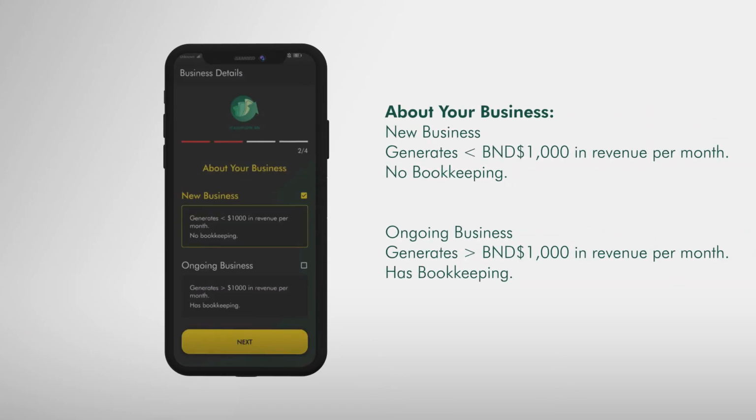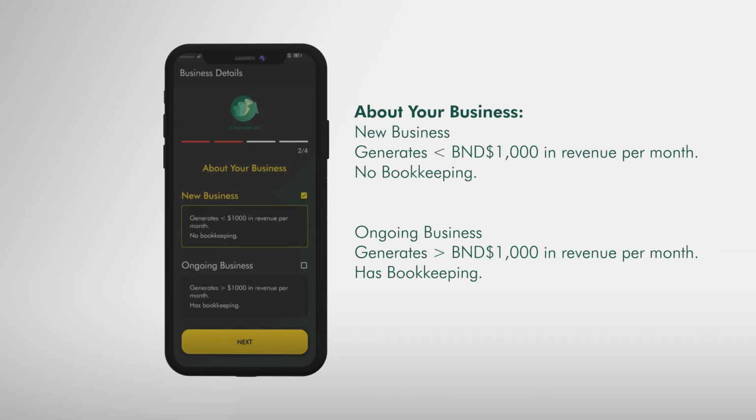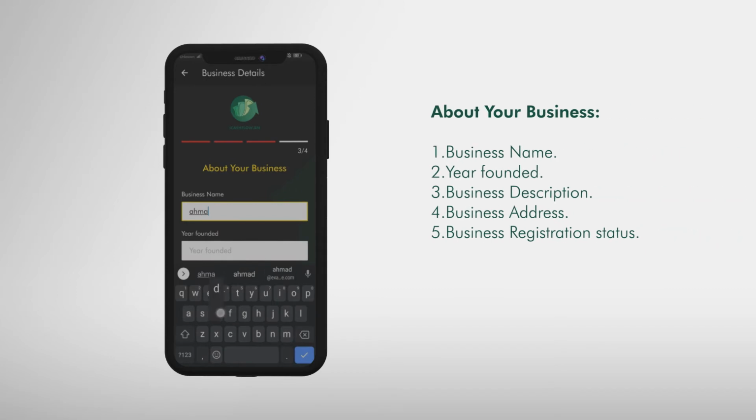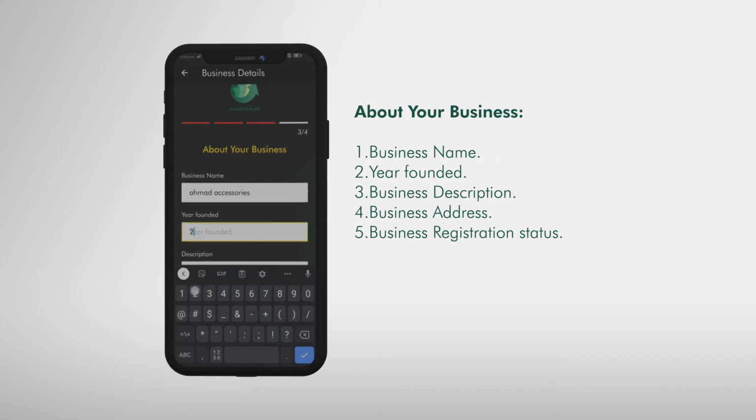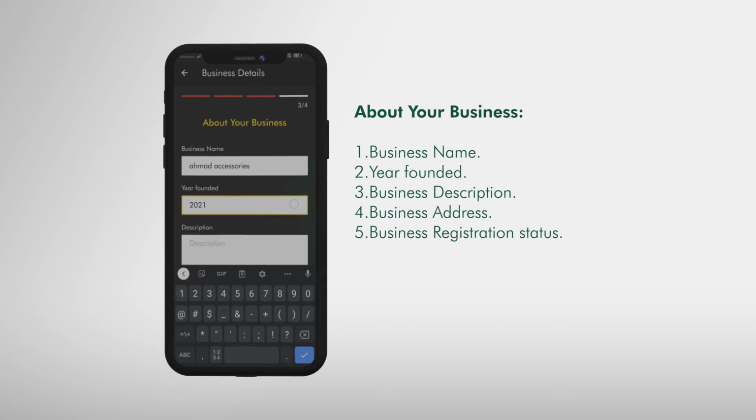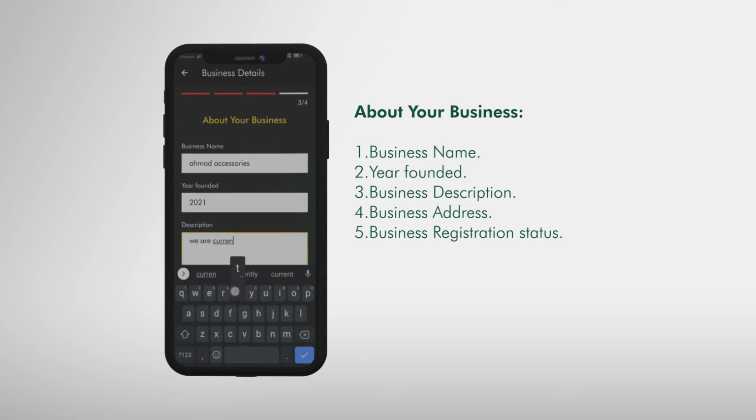The user is required to select their business category as follows: new business that generates less than 1,000 Brunei dollars and has no bookkeeping records, or an ongoing business that generates more than 1,000 Brunei dollars and has bookkeeping records. The user is required to fill in their business details as follows: business name, year founded, a brief business description, business address, and if the business is formally registered.